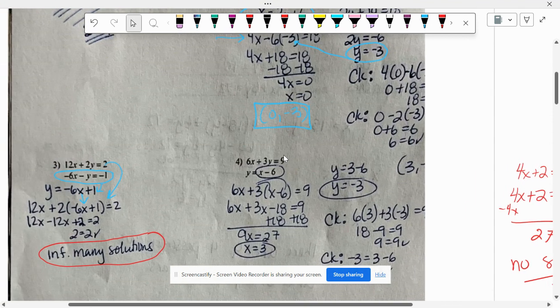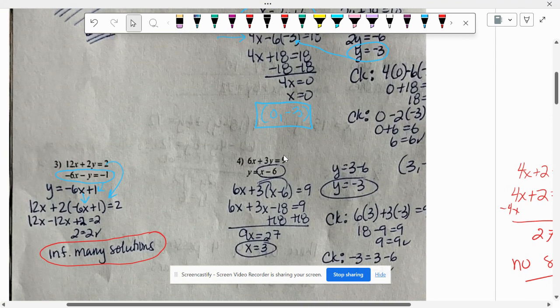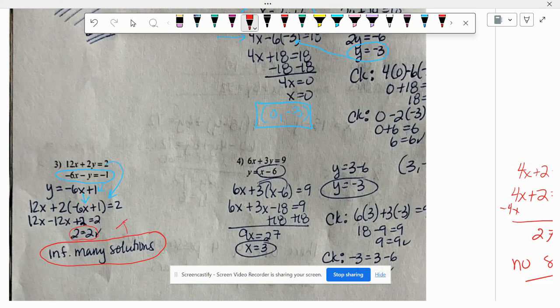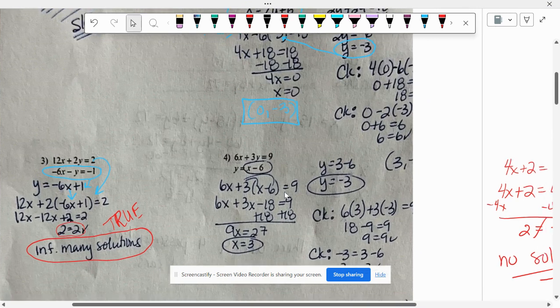Okay, so I just wanted to remind you what it looks like to have infinitely many solutions. One number equals the same number, a true statement. This means you get something that is true. And why is that? Well, that's because the graph of this system is a pair of lines that lay right over the top of each other.